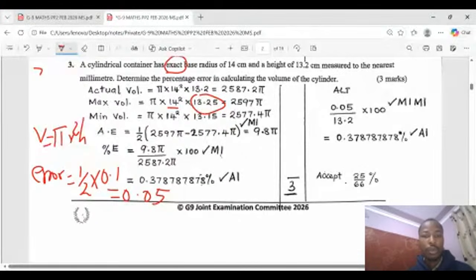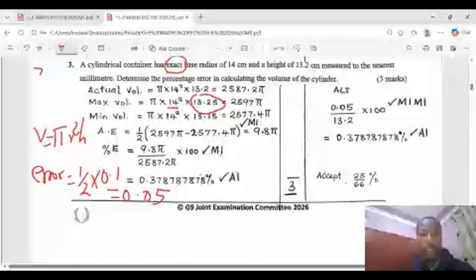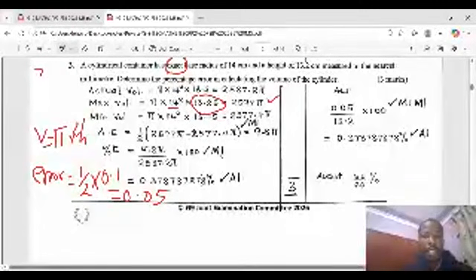So 13.2, you add 0.05. You answer as 13.25. So you multiply, you get 25.97 here. Then minimum volume. So minimum means less. That is to give us 13.2 subtract 0.05. You end up having 13.15.